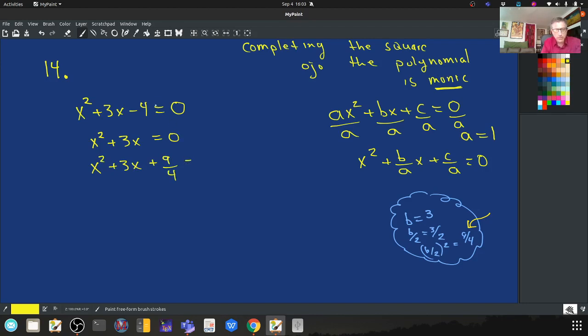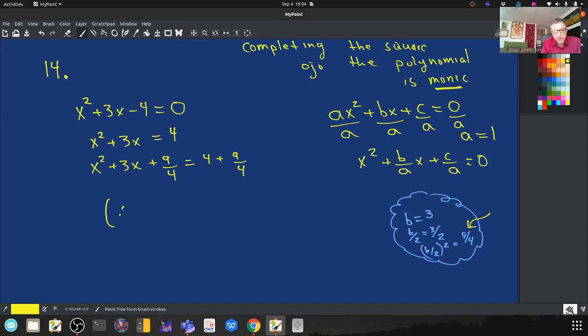I didn't add 4 there. I just brought down the 0. There's supposed to be a 4 here. Let me correct that now. It's going to be equal to 4 plus 9/4. Now this is actually a perfect square.